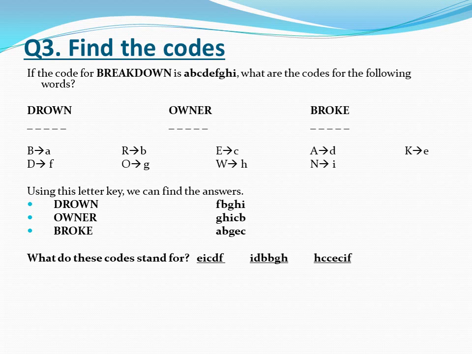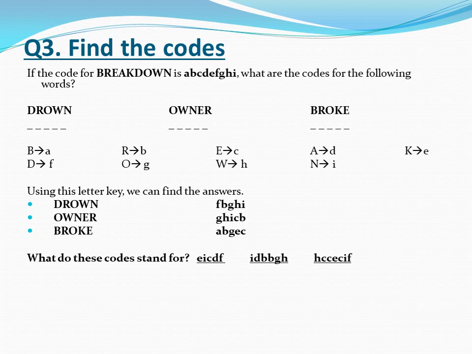And the third one is HCCECIF. So all you need to remember is whether they have given you the original letter, which was in capital, or their answer key, which was in small. So this time you have to work backward. So you know small e in your letter key stands for capital K. For I, it stands for capital N, and so on.